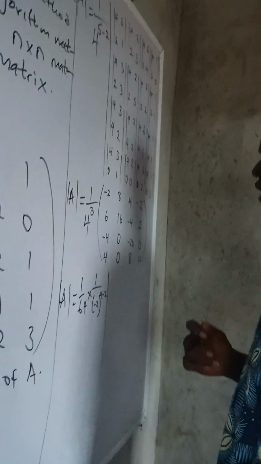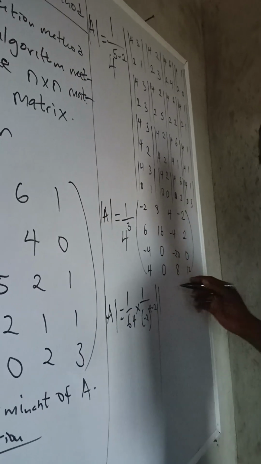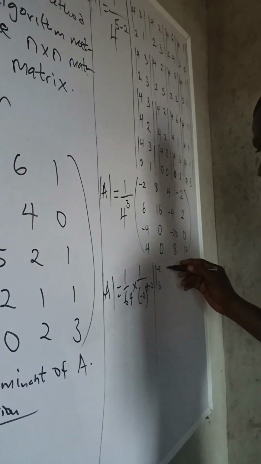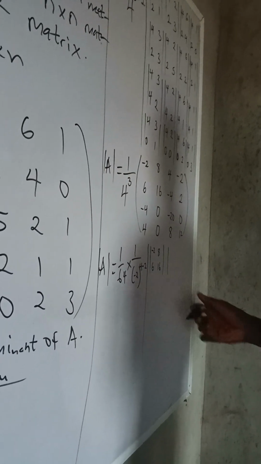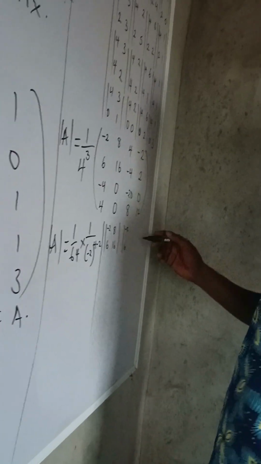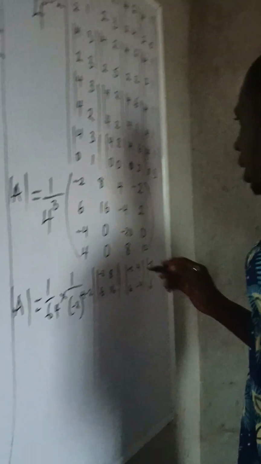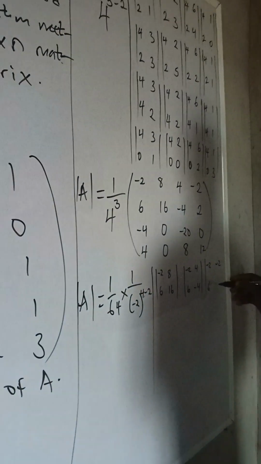Now, let's use the same process. So we have to break them into 2 by 2 matrices. So we have minus 2, 6, minus 2, 6, and then what? 8 and then 16. 8, 16. Then we have minus 2, 6, and then when you look at it, we have 4 minus 4. And lastly, we have minus 2, 6, and then minus 2, 2.